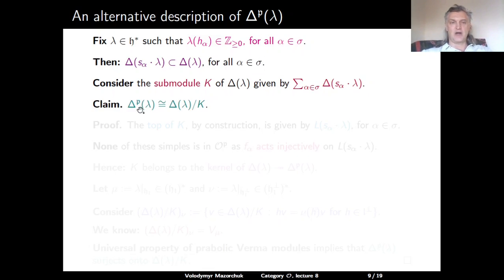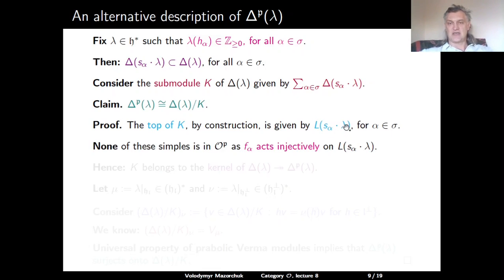And we claim that the parabolic Verma module Delta P lambda is the quotient of Delta lambda modulo this submodule K. To prove this, let's first observe that by construction, the top of the submodule K is given by the simple highest weight modules L of s alpha dot lambda, where alpha runs through sigma. On each such submodule, the corresponding element F alpha acts injectively, so in particular not locally finitely. So this means that K must belong to the kernel of the canonical projection from Delta lambda to Delta P lambda, because the elements in the top of K don't belong to O P, so they should die under this canonical projection.